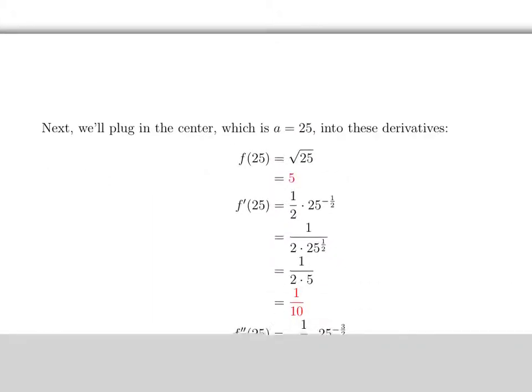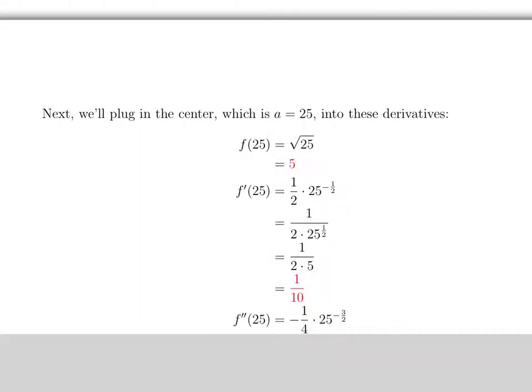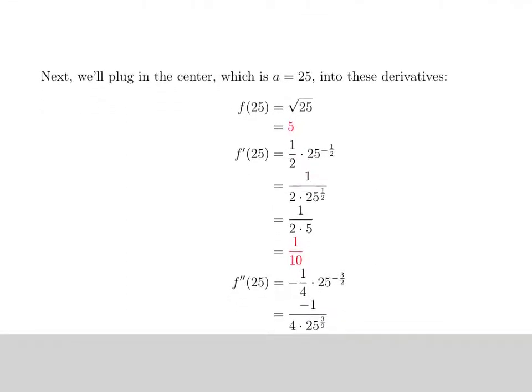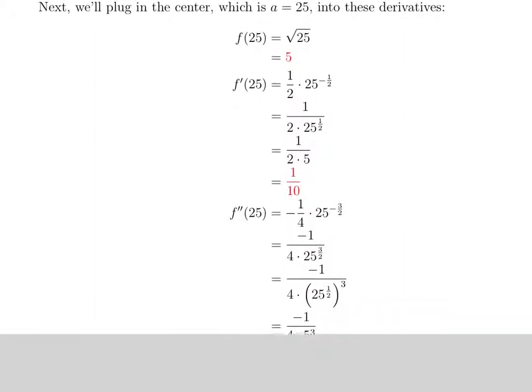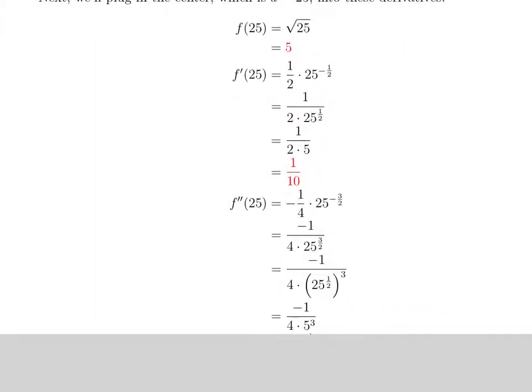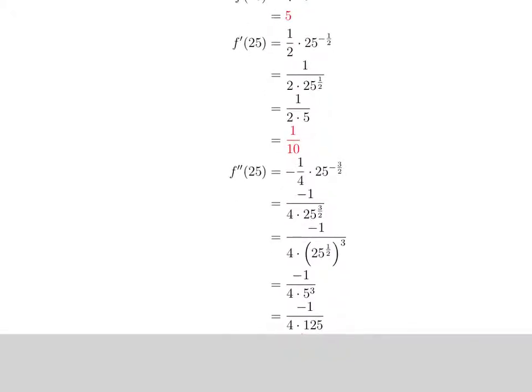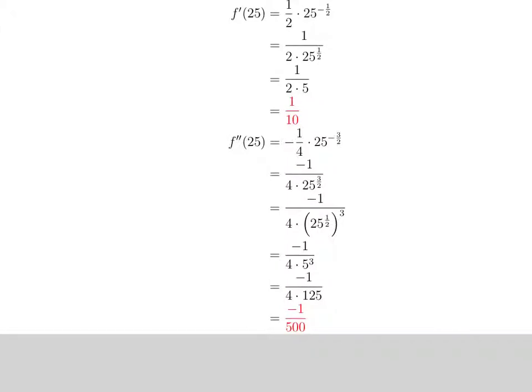Okay, so now let's keep going. So we take the second derivative now and plug in 25, and now in here we have a 25 to the minus 3/2. Again, we'll move that down into the denominator so that we have 25 to the 3/2. And now what we can do is we can think of that 25 to the 3/2 as being 25 to the 1/2 and then that entire thing cubed. That way, the 25 to the 1/2, that's a square root. We can rewrite that as 5. 5 cubed is 125. And so now we get a value for our second derivative. We'll get negative 1 over 500.